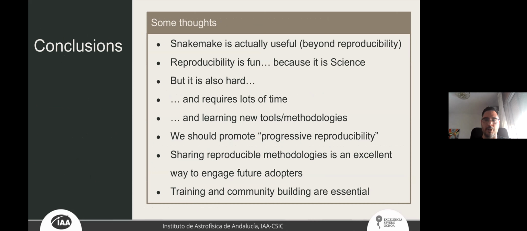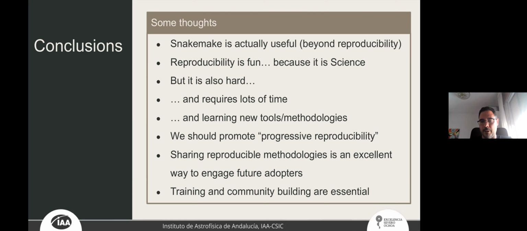This kind of workflow management systems help people do better work, or easier work at least. So I think not in particular SnakeMake has something special, it's just because I used it, but there are many. In fact, I think there are too many workflow management systems, but this can help. Reproducibility is fun because it is science, but it's also hard, and it requires a lot of time, and it requires learning new tools, new methodologies, and not everyone is willing to do so or is seeing the benefits of that.